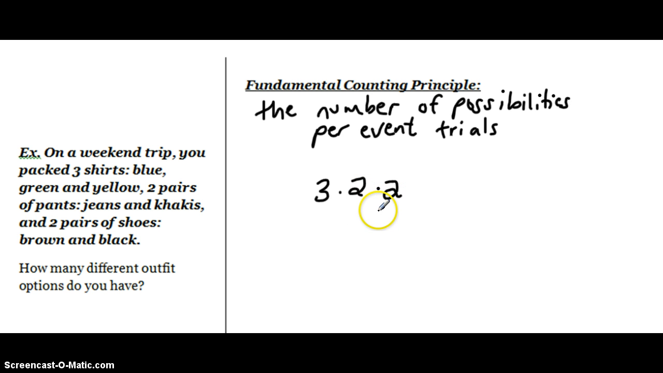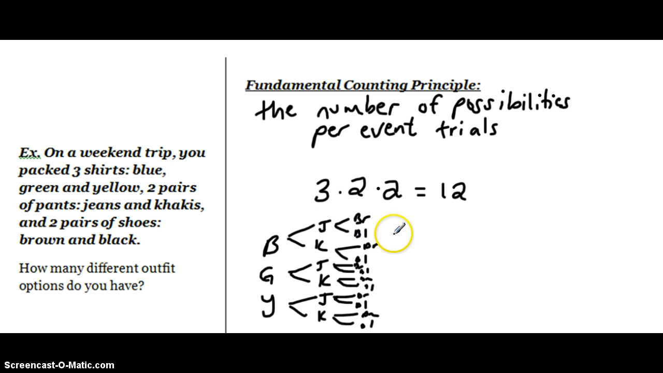Now again, this would only work if everything matches. And since our jeans and khakis and our brown and black shoes go with anything, I think this possible outcomes would work. So we have 3 times 2 times 2. And we have a total of 12 possible outcomes. Go ahead and pause the video and try your tree diagram and make sure that you agree that the possible outcomes would be 12.